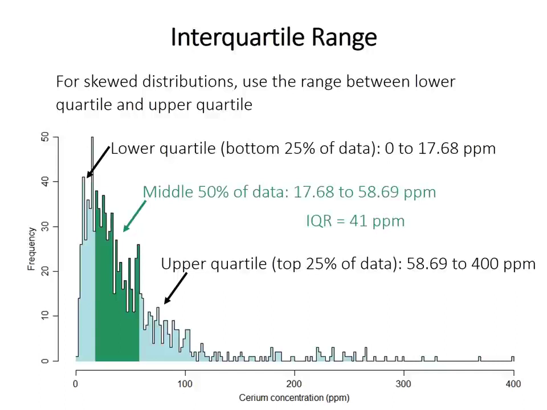Sometimes you see interquartile range given as the actual range, like 17.68 to 58.69. Sometimes you see it just as a single number, which is the difference between those two. You sometimes see those used interchangeably, but in R, if you want to report one value for dispersion, you want to report just a single number there.